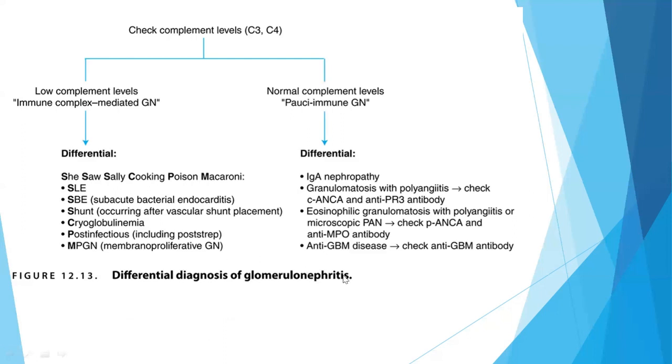Now, these are the differential diagnoses of glomerulonephritis. We need to check the complement level, C3 or C4. Now, if it is low, then it may be immune complex mediated glomerulonephritis. The differential diagnosis will be SLE, subacute bacterial endocarditis, shunt nephritis occurring after vascular shunt placement, cryoglobulinemia, post-infectious, or MPGN. If there is normal complement level, then it is called pauci-immune glomerulonephritis. The differential will be IgA nephropathy, granulomatosis with polyangiitis, eosinophilic granulomatosis with polyangiitis, or microscopic polyarteritis nodosa, and there can be anti-GBM disease where we need to check the anti-GBM antibody.